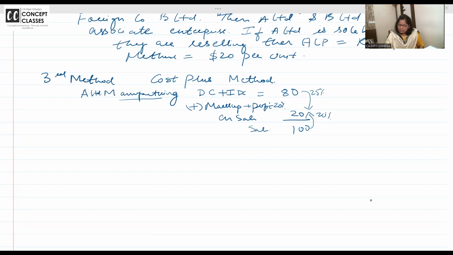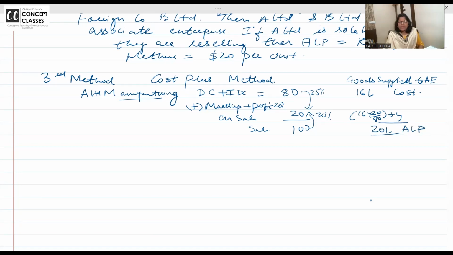Now my actual manufacturing cost is 16 lakhs. The goods which I am supplying to the associate enterprise, their cost is 16 lakhs. So how much profit should be added to 16 lakhs? 16 into 20 by 80. Are you all with me? 16 into 20 by 80, that is 4. So we should have charged 20 lakhs as the arm's length sale value.